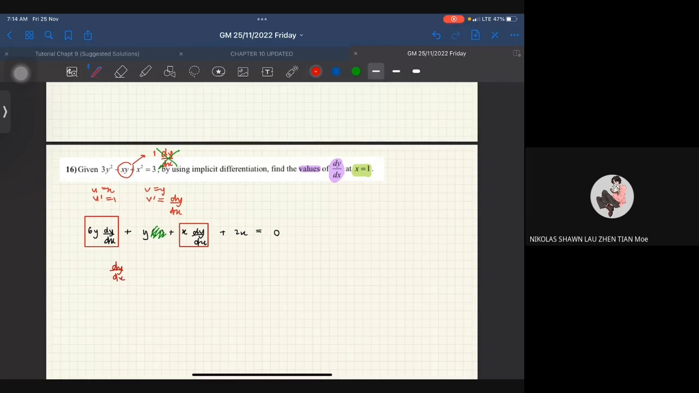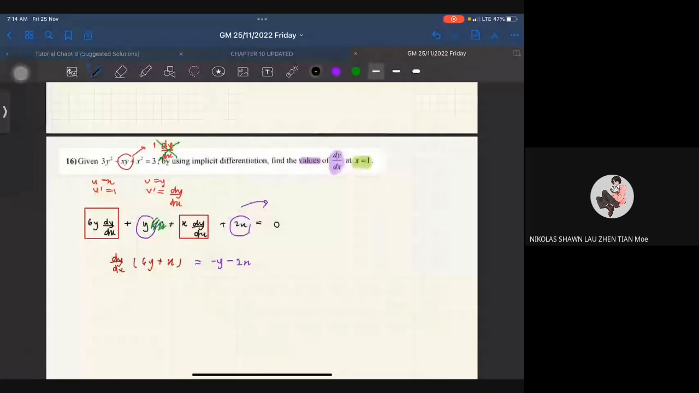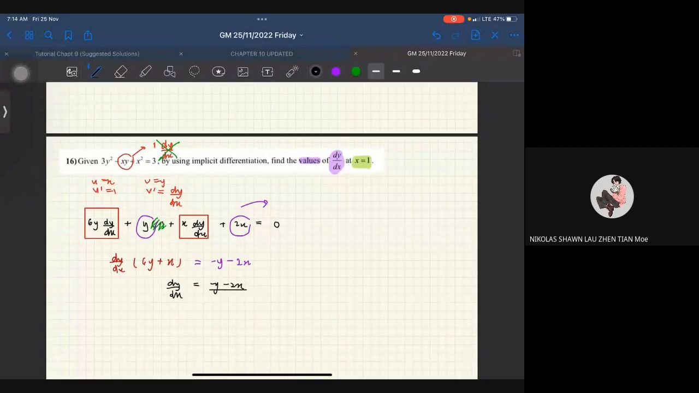Okay, so apa yang tinggal dekat dalam bracket adalah 6y plus x. Macam tu. Okay, and then yang lain tu, yang warna purple ni, y dengan 2x saya bawa terus ke sebelah kanan. So I will get negative y minus 2x. Like that. Okay, and then kita nak dy dx sahaja. So dah boleh pindahkan yang tak ada dy dx to the right hand side. So I will get dy dx is equals to negative y minus 2x over 6y plus x.